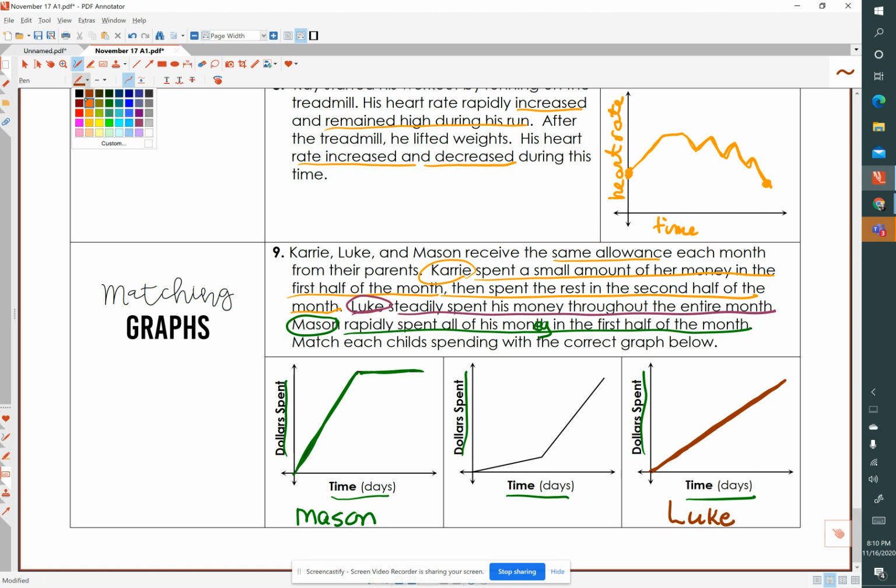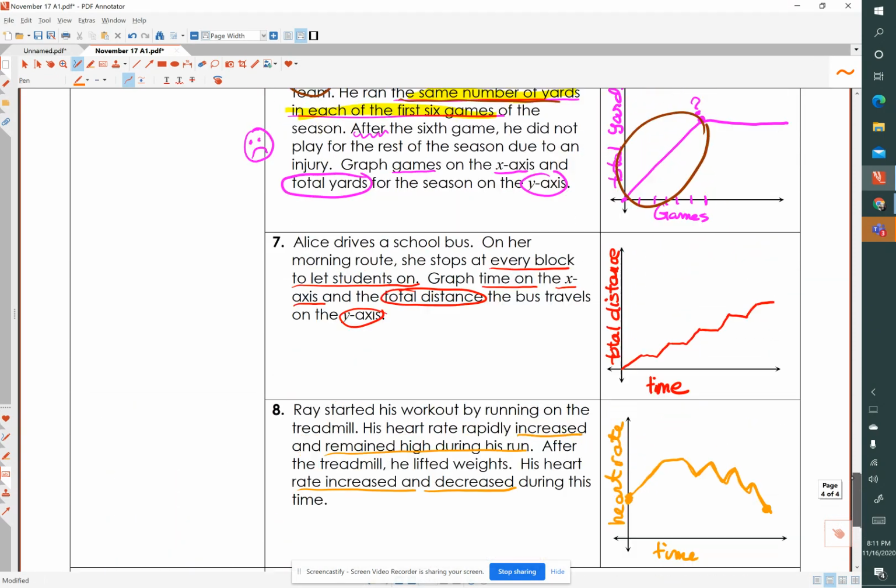Now, Carrie, on the other hand, she spent a small amount in the beginning of the month, and then she spent most of her money in the second half of the month. Carrie is probably the smart one that knew there was a sale at the second half of the month, so she saved her money so that she would have it when there was a sale on Amazon and she could get everything she wanted cheap on Amazon Prime Day. So she spent very frugally, not very much in the beginning of the month, but then she spent it all, did all her Christmas shopping on Amazon Prime Day when they were having sales. Good for you, Carrie, for being so careful with your money.